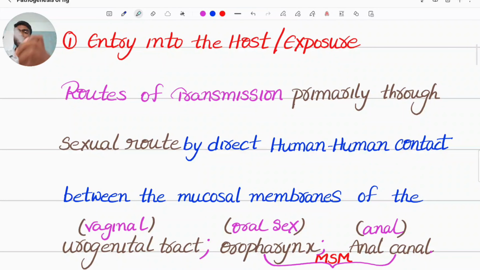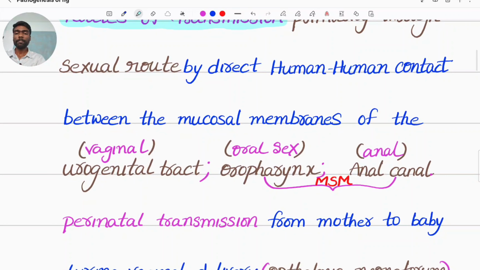First, entry into the host, or exposure of the host to the causative agent. Routes of transmission: primarily through the sexual route, that is by direct human to human contact, as humans are the only natural host. Between the mucosal membranes of the urogenital tract, oropharynx, and anal tract. When these mucosal surfaces come into contact with each other, the infected mucosa will transmit the causative agent to the uninfected mucosa.